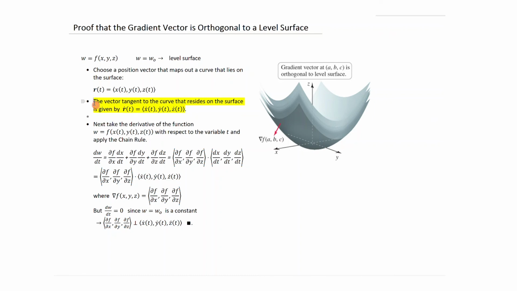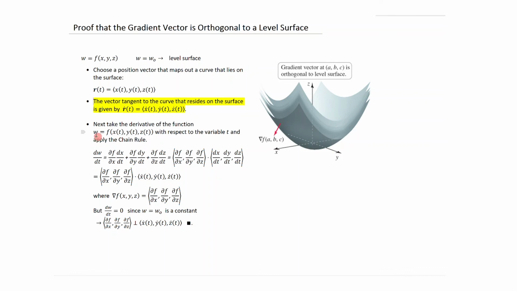So the next thing then would be the vector tangent to the curve that resides on the surface. Well, it's just going to be the derivative of this with respect to the parameterization variable. So this would become x dot, y dot, z dot. Next, we take the derivative of the function w, which is a function of x, y, z, and x, y, and z are functions of t, which means that if we're going to take dw/dt, then we apply the chain rule. Now, chain rule basically means that we're going to take the derivative with respect to x, followed by dx/dt. Similarly for y, similarly for z.